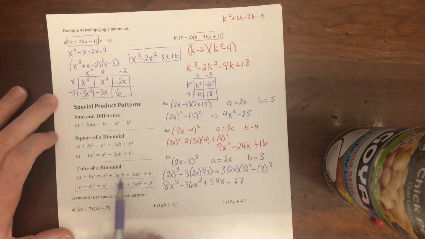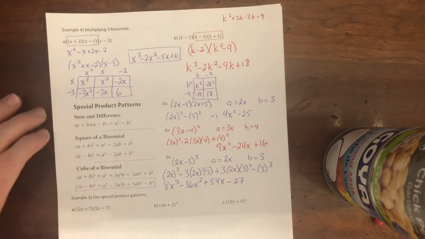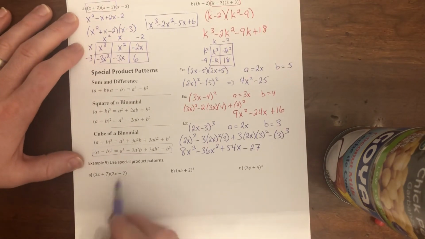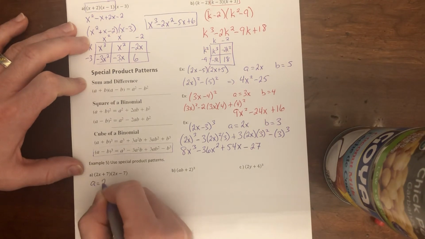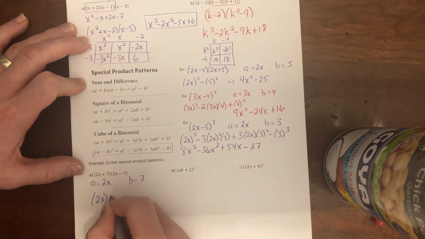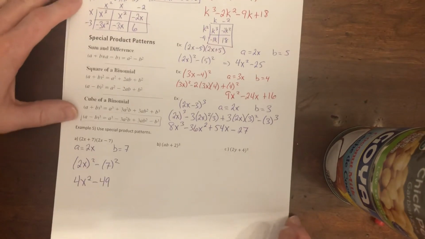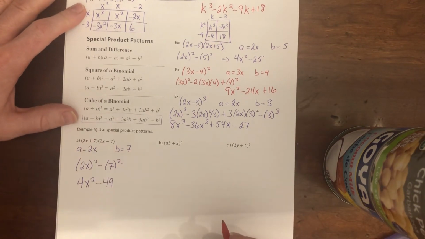I would say the cube of the binomial saves you the most time. You have seen these other two patterns before, just refreshing your memory. So if we see here, for example, number 5, it says (2x + 7)(2x - 7). That's the sum and difference. What you're really going to have, if we did it this way, is our a is 2x and our b is 7. So we would say (2x) squared minus 7 squared, 4x squared minus 49. Like I said, those are the ones we probably had the most work with, so we might not need to use them. We can just go through and do the multiplication here.